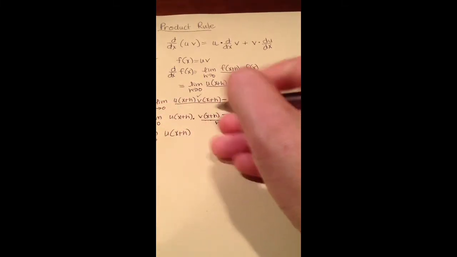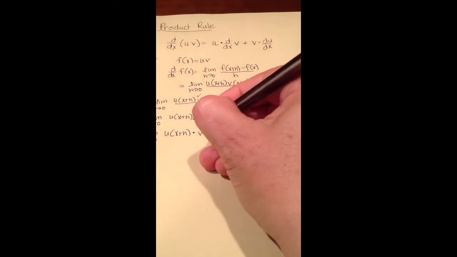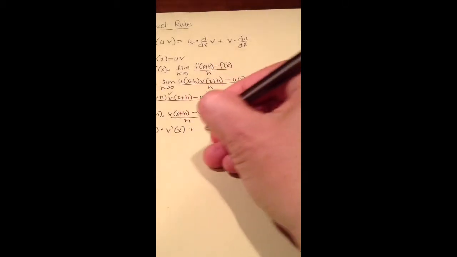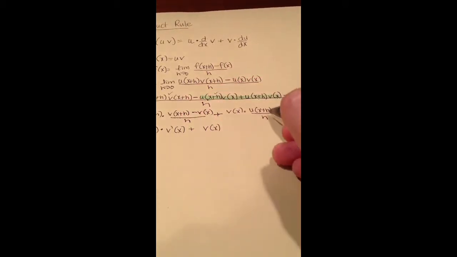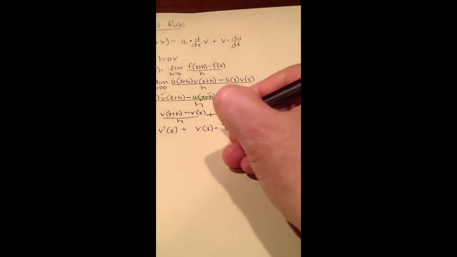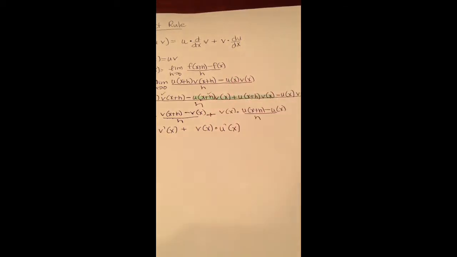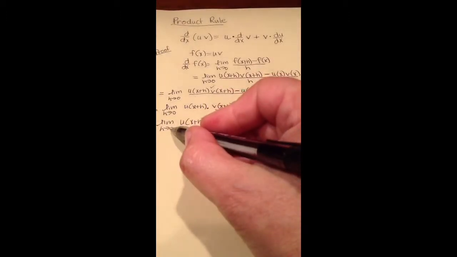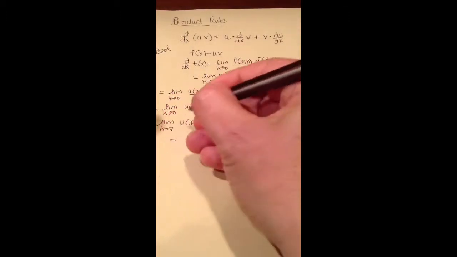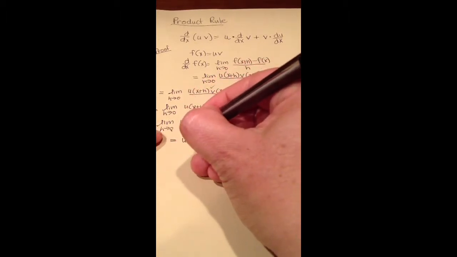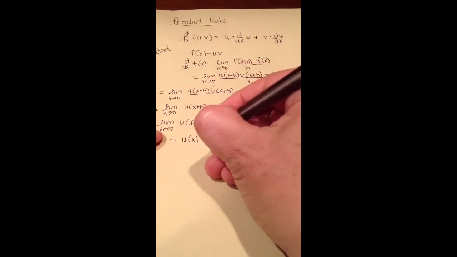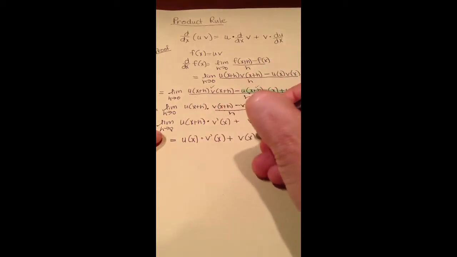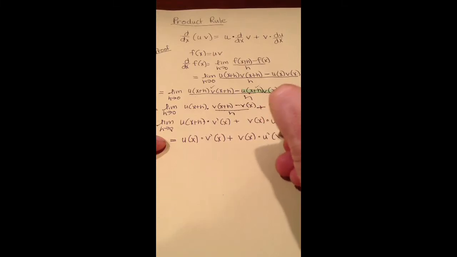This is the derivative of v, based on our definition of derivative, plus v of x times... what is this? The derivative of u. So we've almost proven this step. Now the only thing we need to do is substitute h equals 0 in here. When I get rid of that, I'm going to be left with u of x times the derivative of v of x plus v of x times the derivative of u of x.